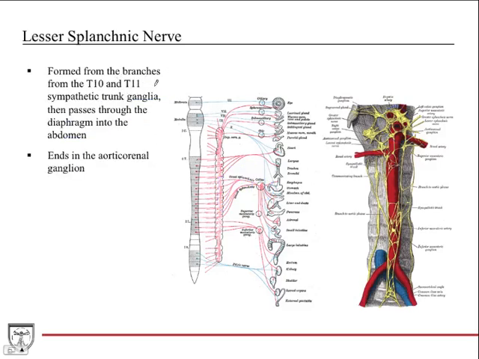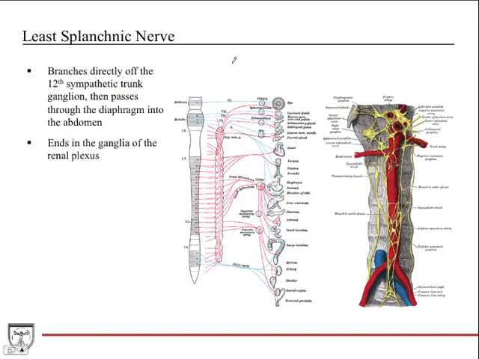The lesser splanchnic nerve is formed by branches from the T10 to T11 sympathetic trunk ganglion, so a little bit farther down in this region here. And those come together, and then they pass through the diaphragm into the abdomen and end in the aorticorenal ganglion. The least splanchnic nerve branches directly off the 12th section of the sympathetic trunk, so in this region right here, and then passes through the diaphragm into the abdomen and ends in the renal plexus.